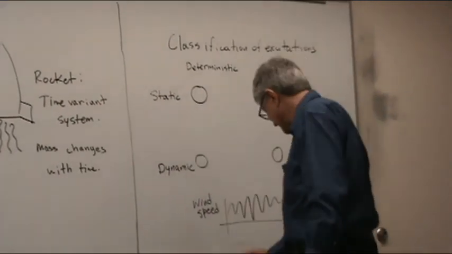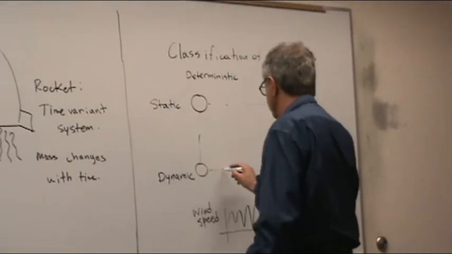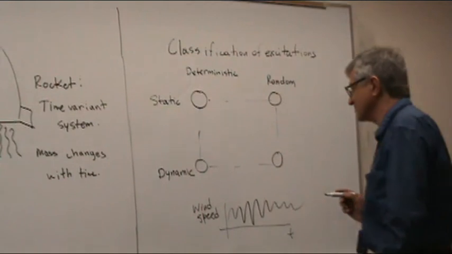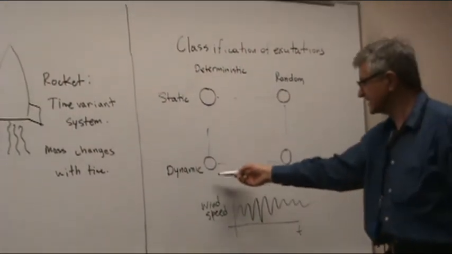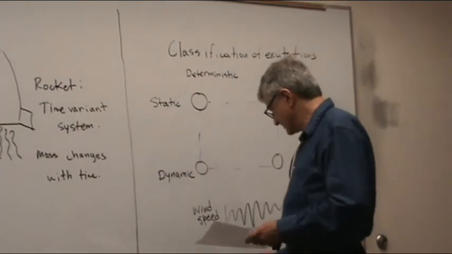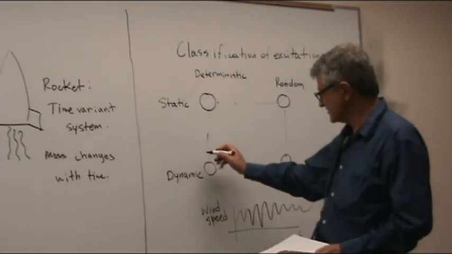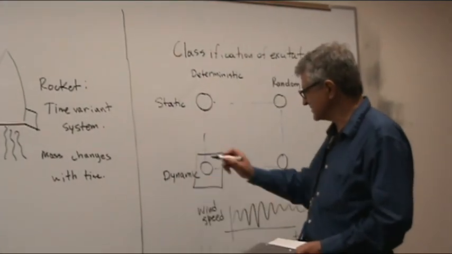So this is the classification of excitations. Four types, four combinations: static, dynamic, deterministic, and random. In this course, we're going to consider deterministic, dynamic. So this is the focus of this course. Okay?